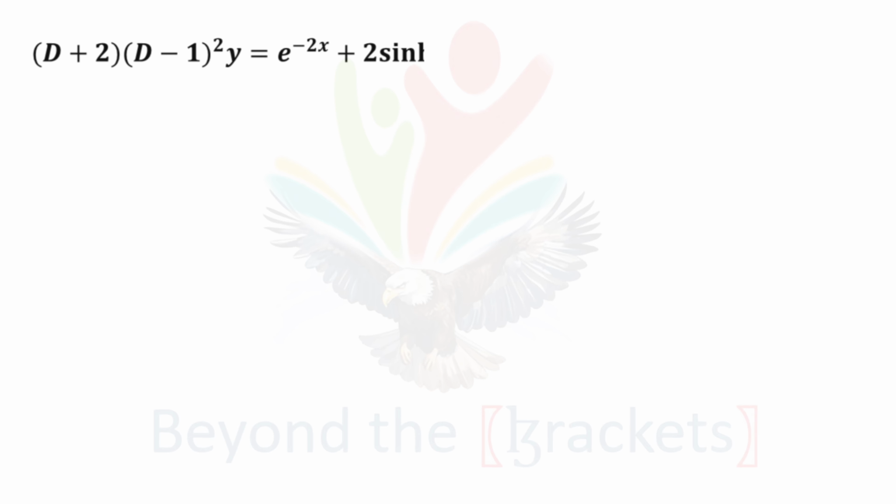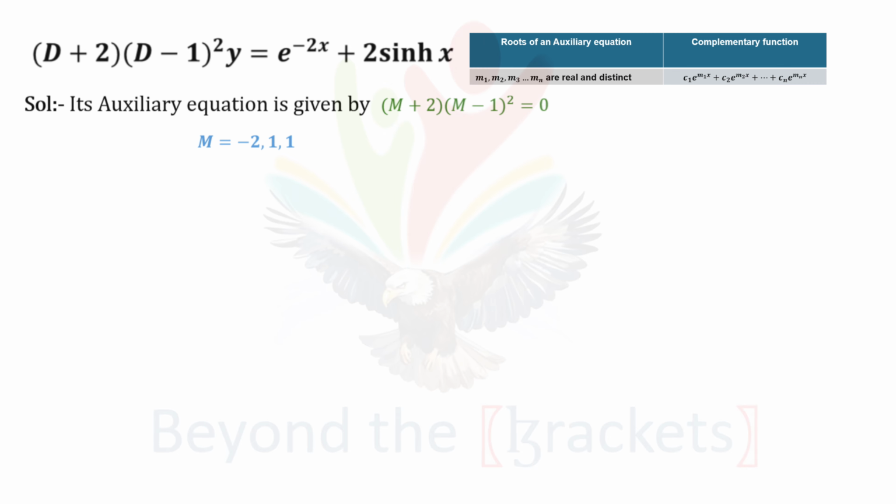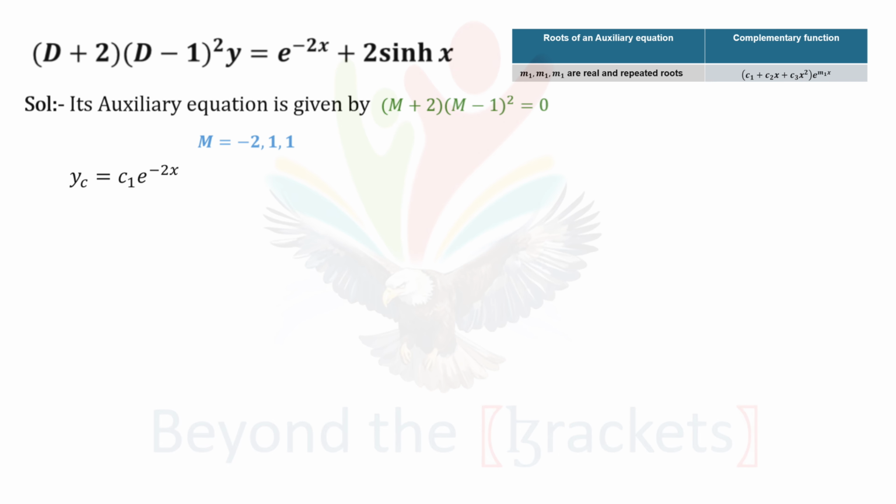Let's look into the last question. Again, the equation is given in the operator form. To find the complementary function, we first write the auxiliary equation, which is m plus 2 into m minus 1 whole square is equal to 0. Since the product of two terms is equal to 0, we equate both of them to 0. So the roots are m is equal to minus 2 and m is equal to 1, which is a repeated root occurring twice. Complementary function for minus 2 will be c1 e power minus 2x, and for 1 it is c2 plus c3x into e power x.